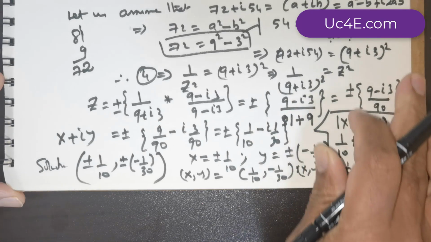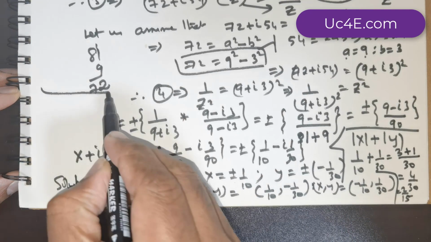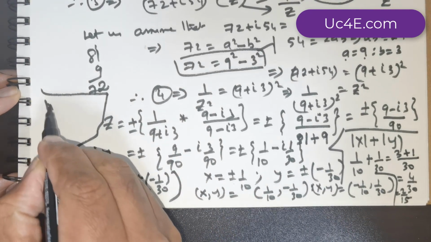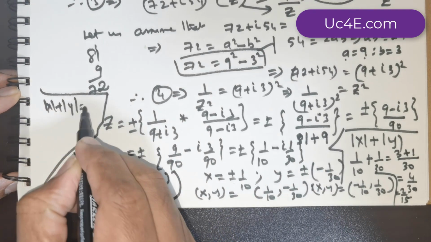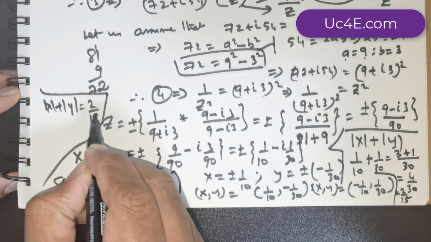So that's the solution. So probably I will just place the solution here. So modulus of x plus modulus of y is equal to 2 over 15.